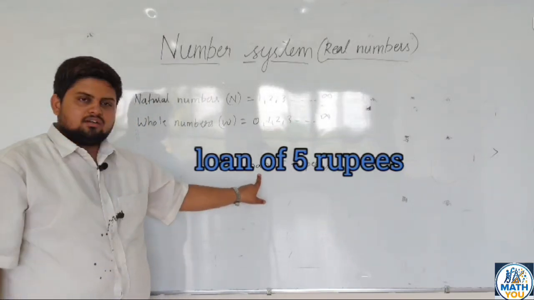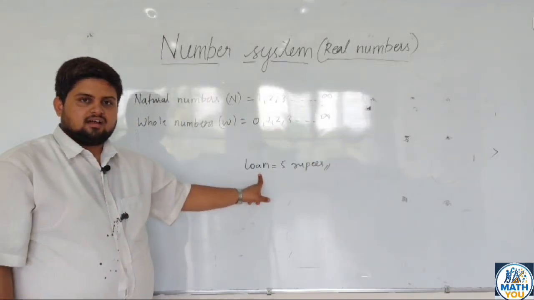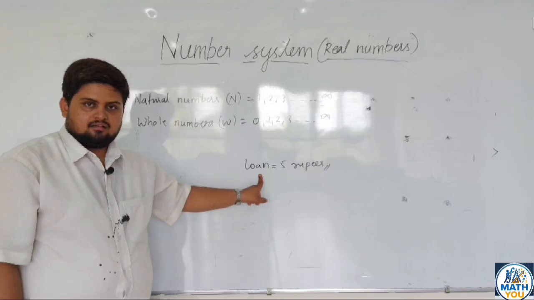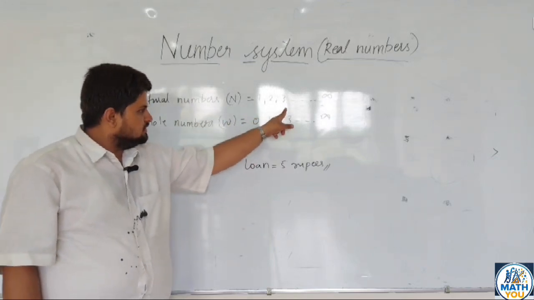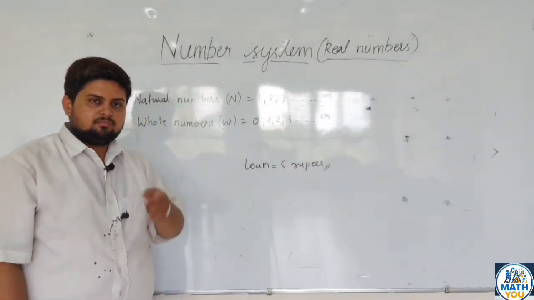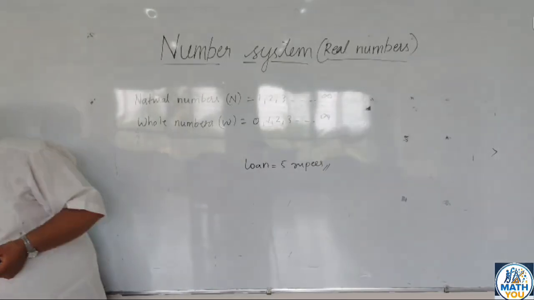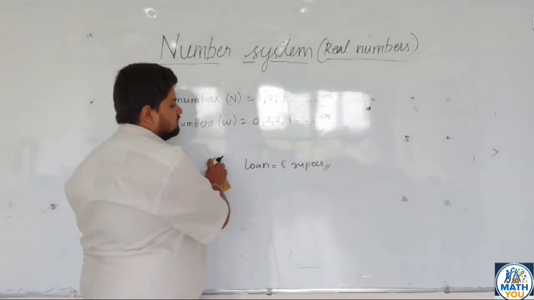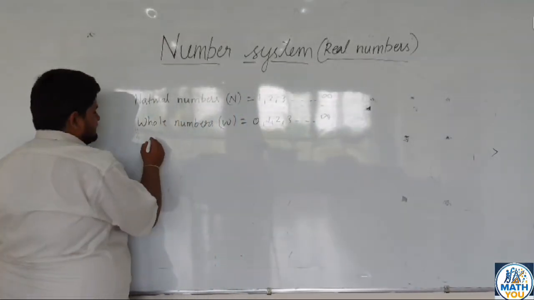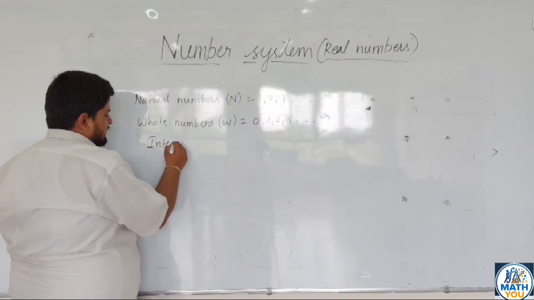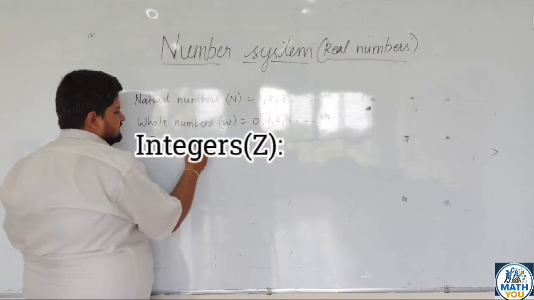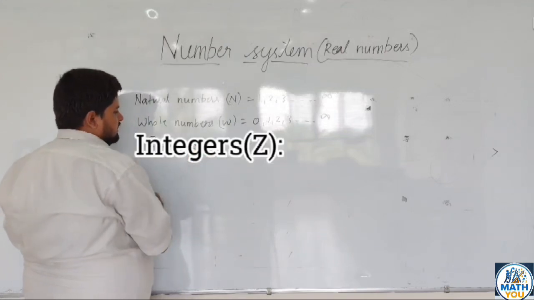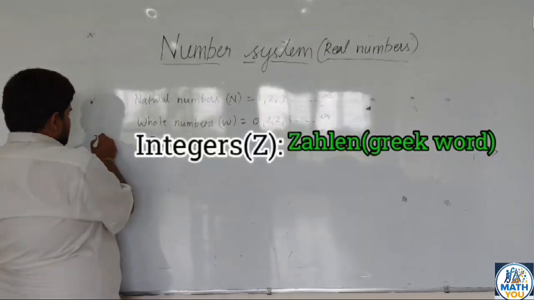Then what is this loan? Can we represent it by the same numbers? No. For that we have another system of numbers called integers. It is represented by the symbol Z, from the German word Zahlen.